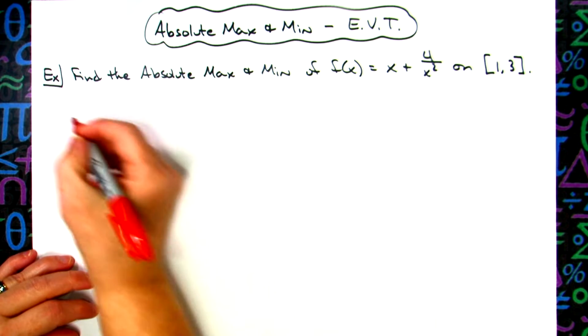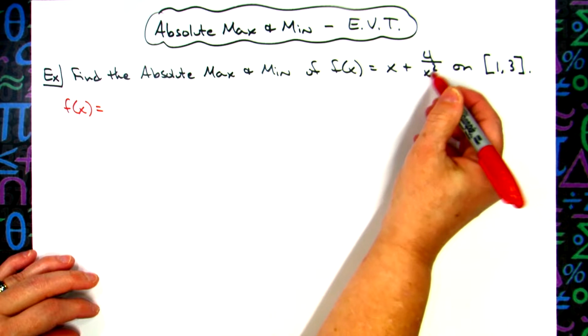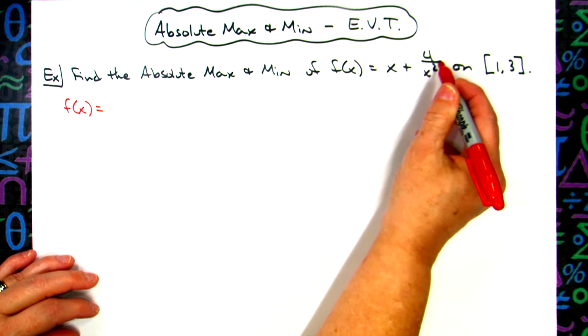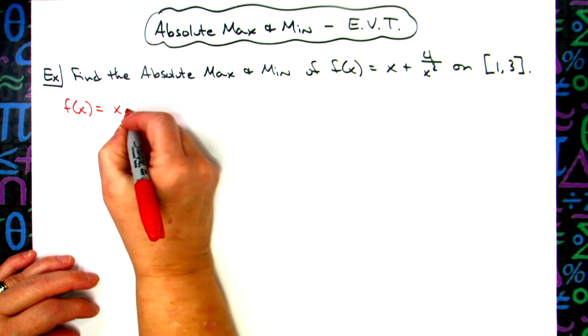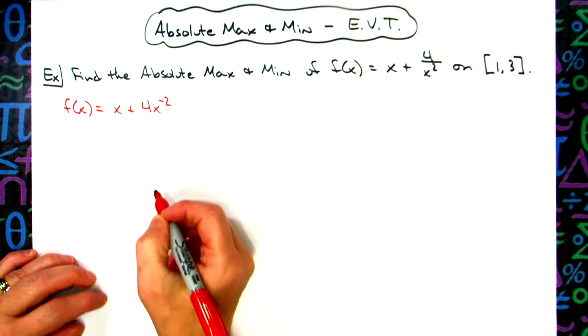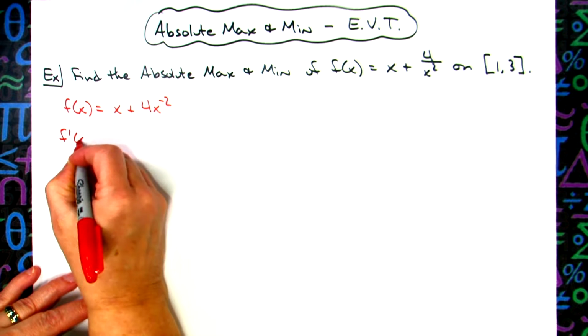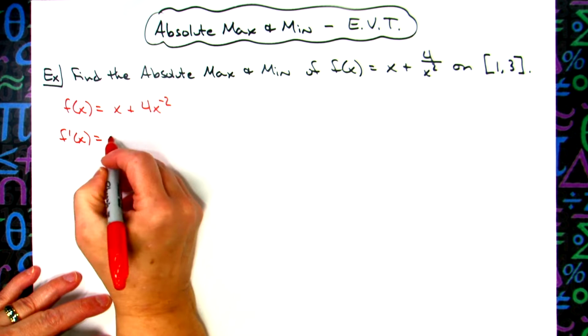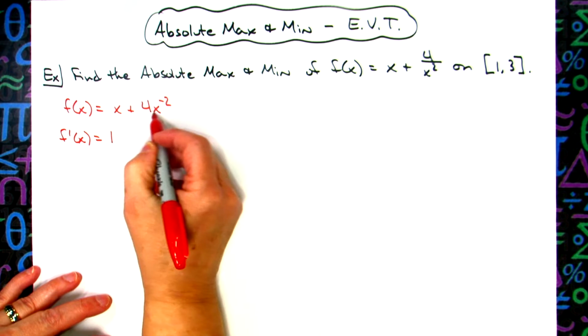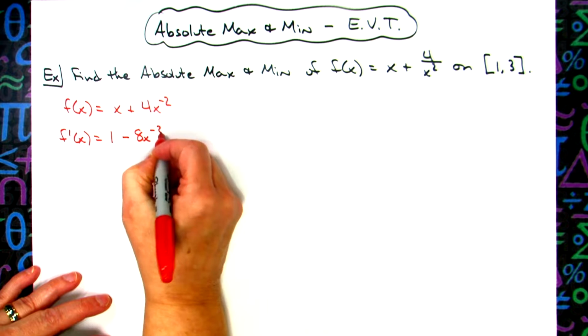First off, let's take that f of x function and rewrite it to make that an x to the negative 2. So x plus 4x to the negative 2. That's going to make finding that derivative a whole lot easier. So f prime of x: the derivative of x is going to be 1. Taking the derivative of the second term, I'll have a minus 8x to the negative 3rd.